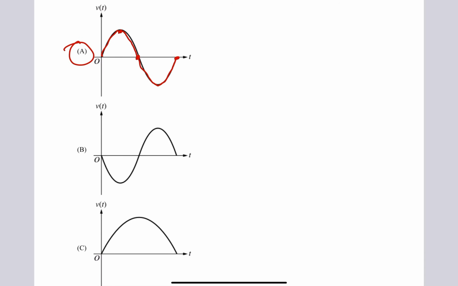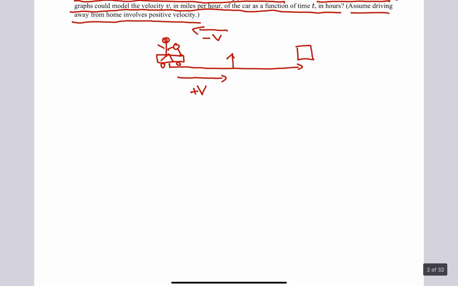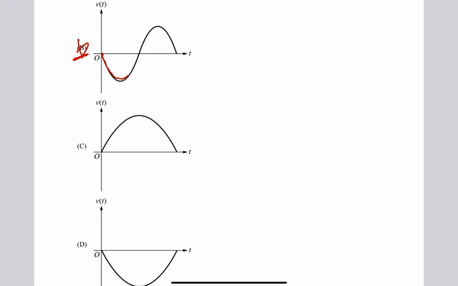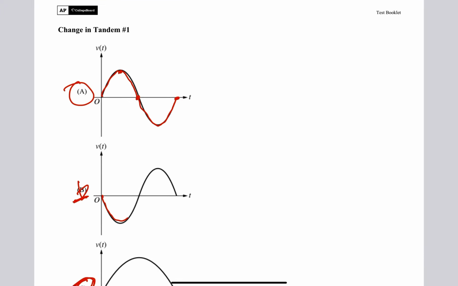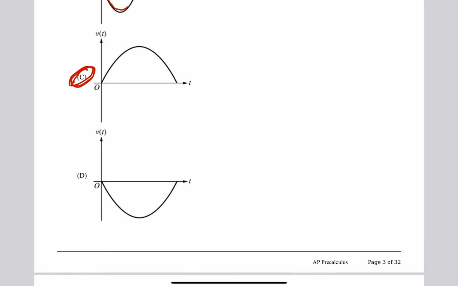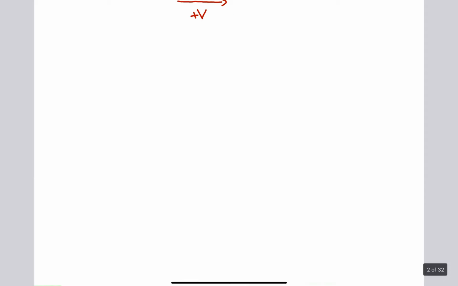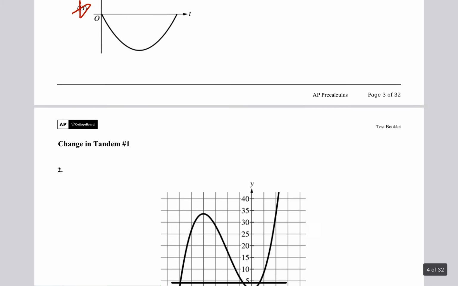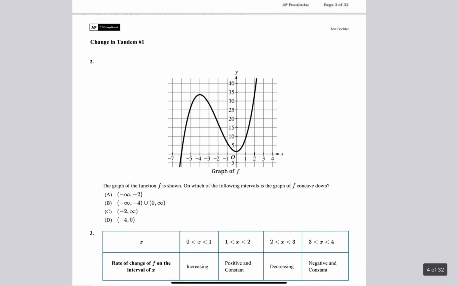Why isn't it B? Because they start with driving away from home, which is a positive velocity, right? And not a negative one. So B is out. What about C? Well, C, they never went back home, right? They never went back to the starting position. And with D, we've mentioned that it starts with a positive velocity, not with a negative velocity. That's it. We can move on to question number 2.